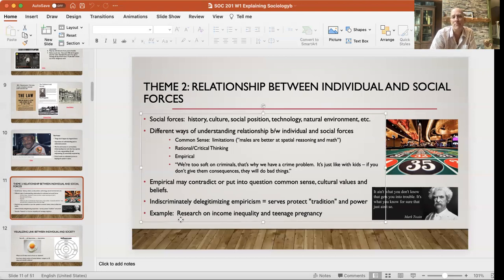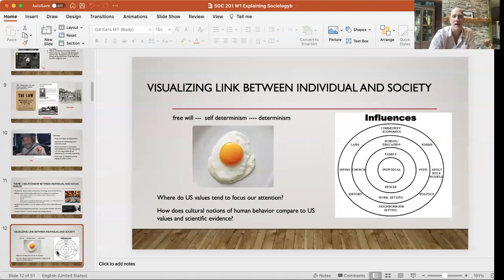And part of this, an example may be research on income inequality and teenage pregnancy. There's a strong correlation, not a causation, between the degree of inequality and teenage pregnancy. That's going to be hard for some people to start thinking about, the structural influence of inequality and its impact on teenage pregnancy. There's a connection going on there, but there are still individual teenagers making decisions, but in a context. And that's the idea that we're after.